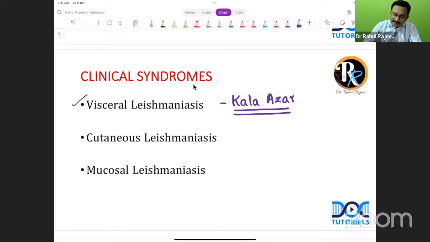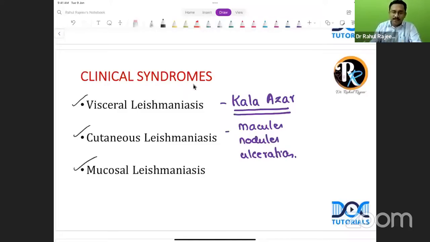Cutaneous leishmaniasis is the next form, whereas visceral leishmaniasis is a more severe disease. Cutaneous leishmaniasis, they commonly present either with certain macules or with certain nodules or with certain ulceration. Okay. And finally, you've got the mucosal leishmaniasis, which has a predilection for mucosal involvement.